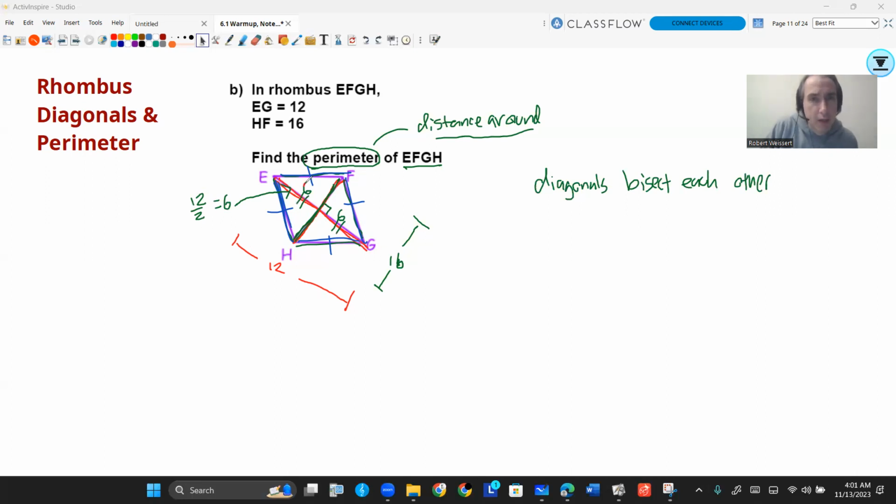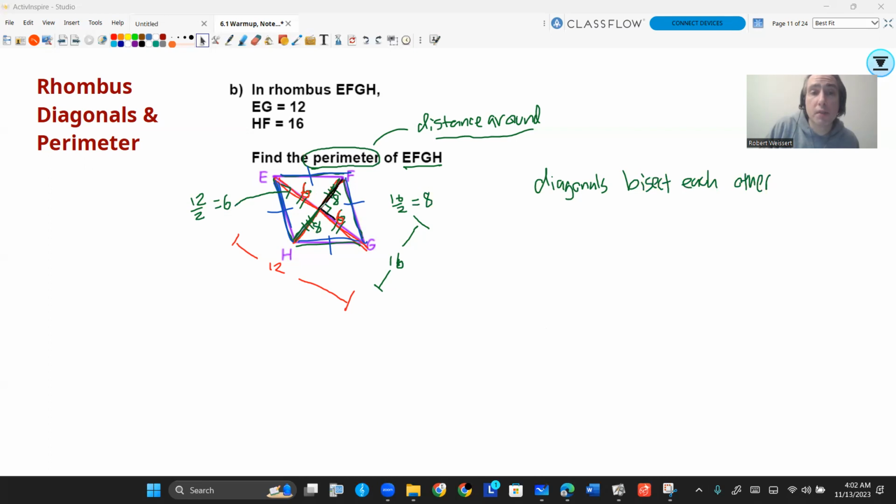I'm going to make those red. Now I can go to that 16, and I can take that 16 and divide by 2 to get these two. So that's going to be 8, which means that's going to be 8, and that's going to be 8. So diagonals bisect each other allows me to cut that in half. Why do that? Well, from there, what we're going to do is make ourselves a right triangle.